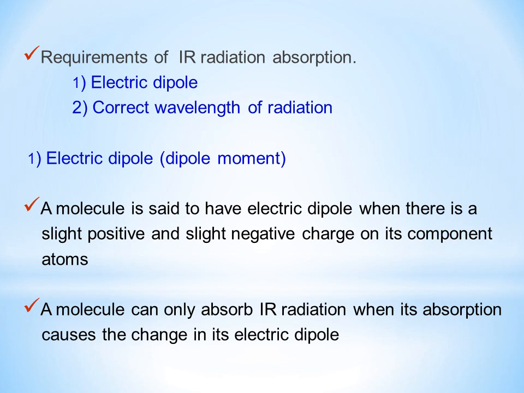A molecule is said to have an electric dipole when there is a slight positive and slight negative charge on its component atoms. Wherever two atoms are connected with each other by a bond, and such a molecule is exposed to IR radiation, if there is a change in electric dipole, that means a change in the slight positive and slight negative charge on its component atoms, then there is the ability to absorb IR radiation. A molecule can only absorb IR radiation when its absorption causes a change in electric dipole.